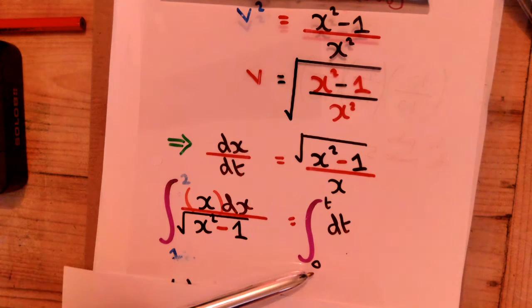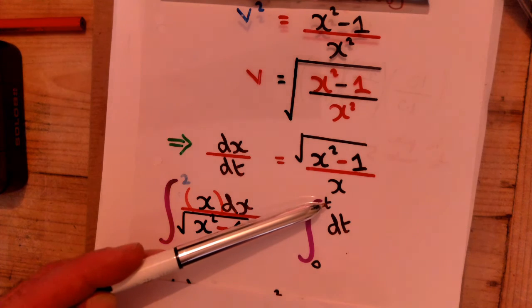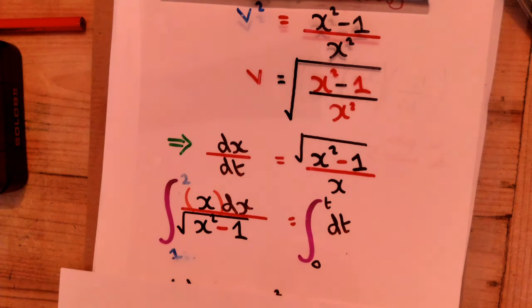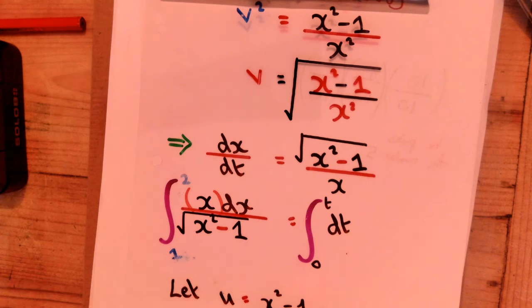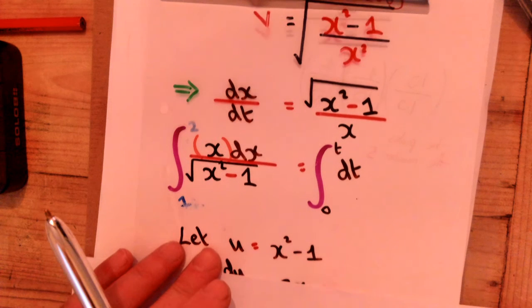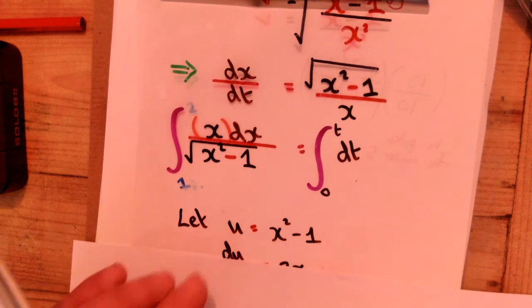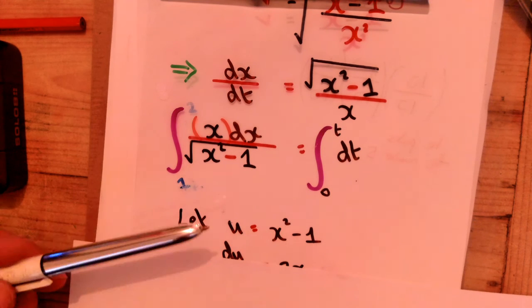lower limit is 0, upper limit is t. Okay, now when you're doing this as well, look, we'll go old school, and this will stand to you in third level as well.